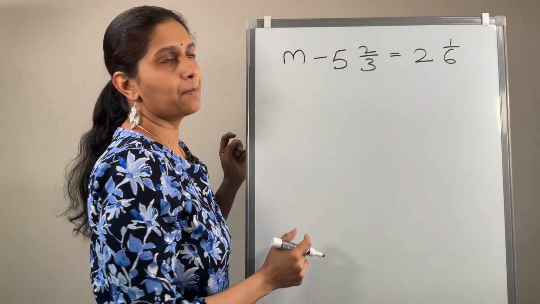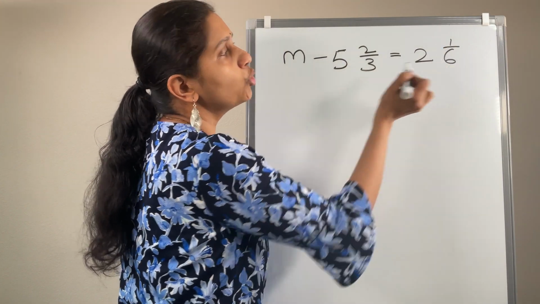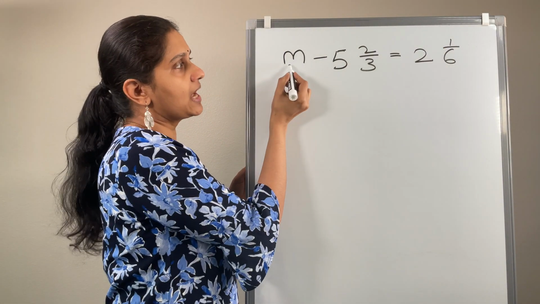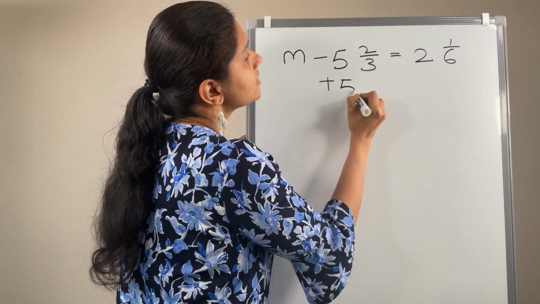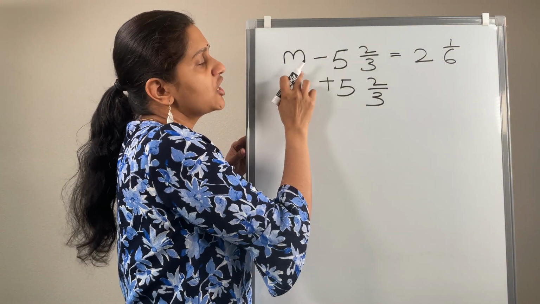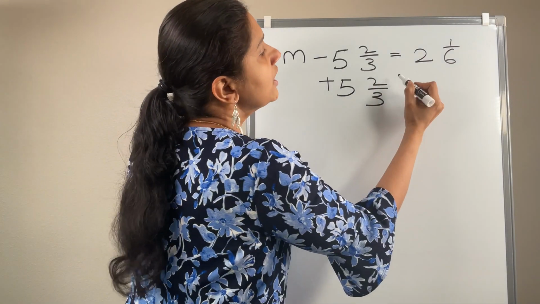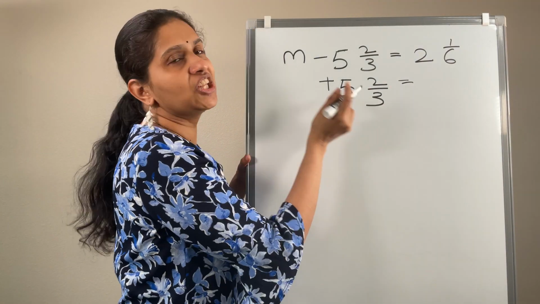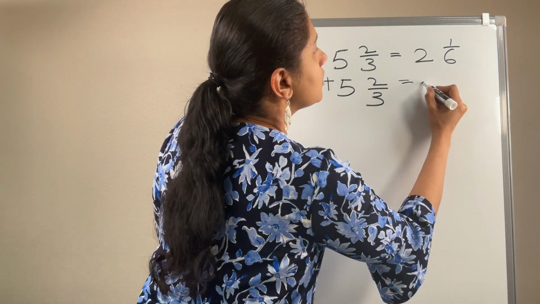Consider one more example, m minus 5 2 by 3 equals 2 1 by 6. So first we have to get rid of the variable m. So I am doing the inverse operation. That is, I am just adding the inverse of negative 5 2 by 3, that is positive 5 2 by 3. So when you add 5 2 by 3 on the left side, you have to do the same thing on the right side to balance the equation.